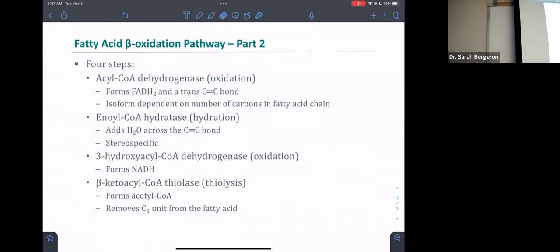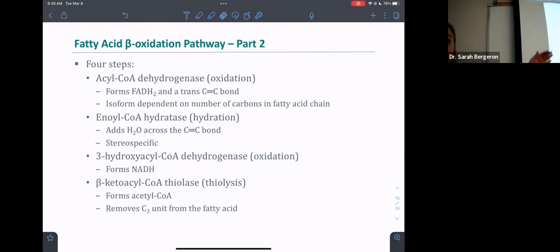Now, it's actually really important that it forms a trans double bond. If it were a cis double bond, we're going to have problems, and I'll show you why later. But just note that it is making trans bonds, and you'll find out why that's really important later. And this is also isoform dependent upon the number of carbons in the chain. So you have multiple acyl-CoA dehydrogenase enzymes.